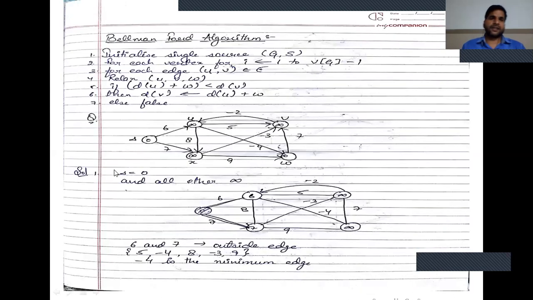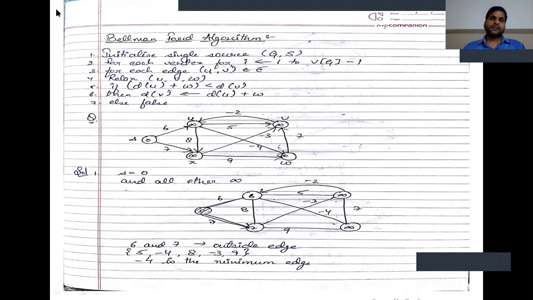Now to summarize: according to the Bellman-Ford algorithm, initialize the single source in graph G and S. For each vertex, for i from 1 to |V| minus 1, for each edge (u, v) in E, apply the relaxation (u, v, w). If distance of u plus w is less than d[v], then d[v] gets the value d[u] plus w, else false. So according to the Bellman-Ford algorithm for the given graph, we take the value of the source equal to 0 and assign all other vertices the value infinity.